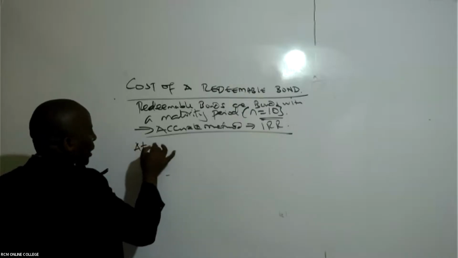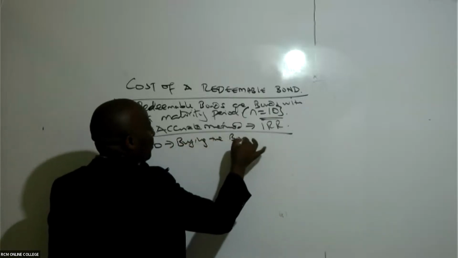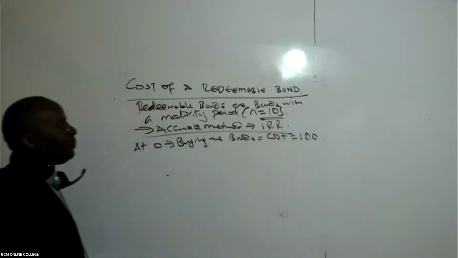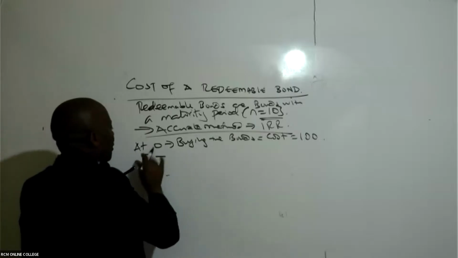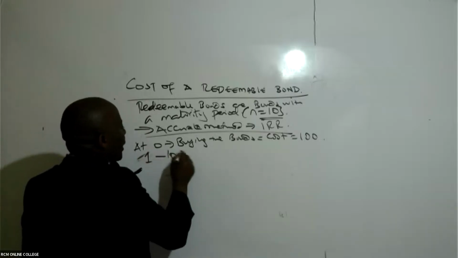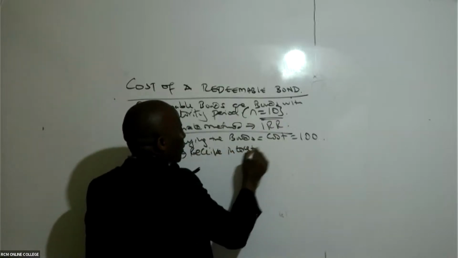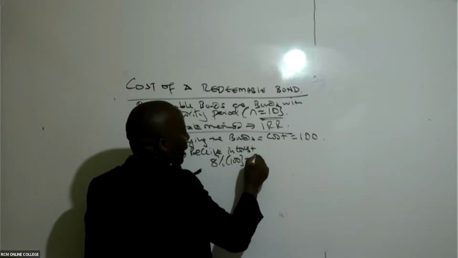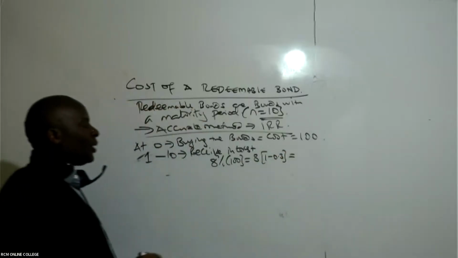So at time zero, when I'm buying the bonds, the cost will be at par 100. That's what they have told us. And then from years 1 to 10, I shall receive interest. The interest rate is 8% over 100, but this has to be tax adjusted.